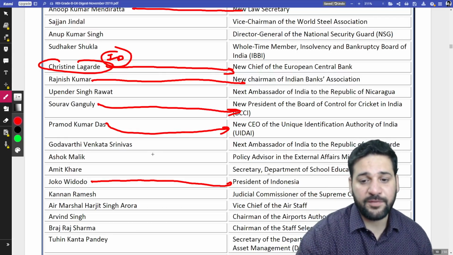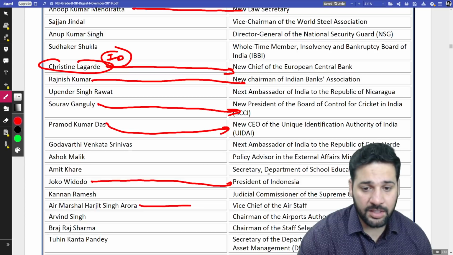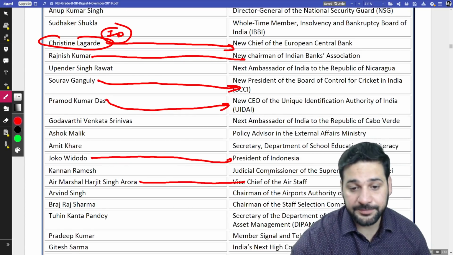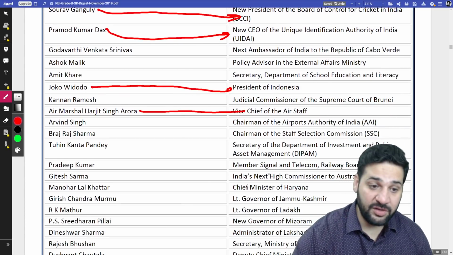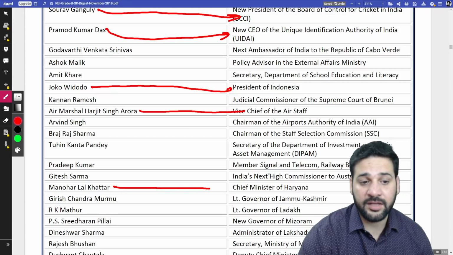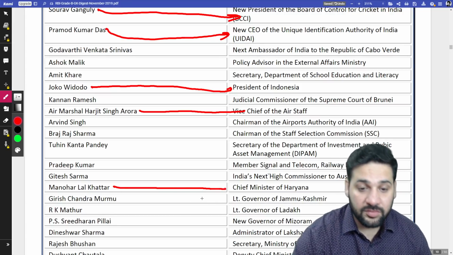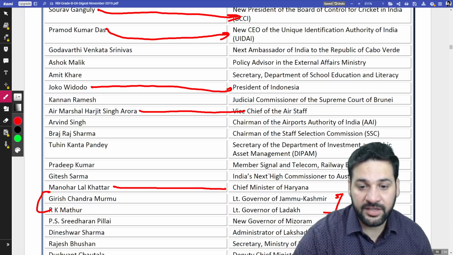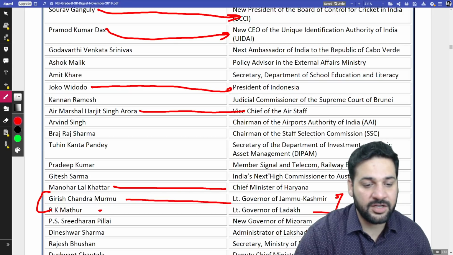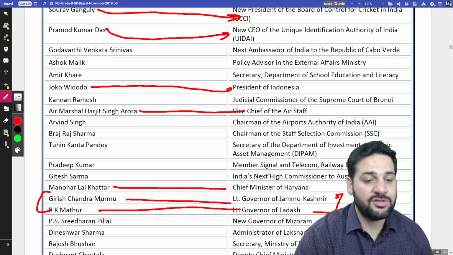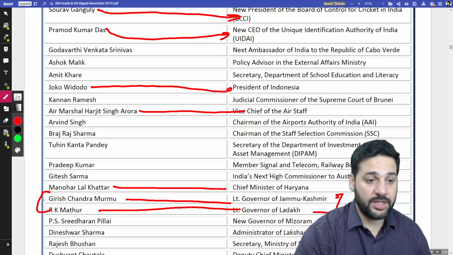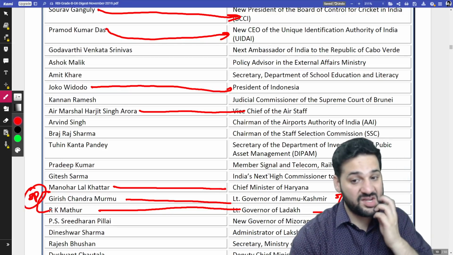New Chief of Air Staff, Air Marshal Harjeet Singh Arora. So that's really important, I would say. Chief Minister of Haryana is Manohar Lal Khattar. Okay, so that one is really important. Lieutenant Governor of Jammu Kashmir and Lieutenant Governor of Ladakh, R.K. Mathur and Girish Chandra Murmu. So ये याद कर लो यार. I would say very important. It's very important.